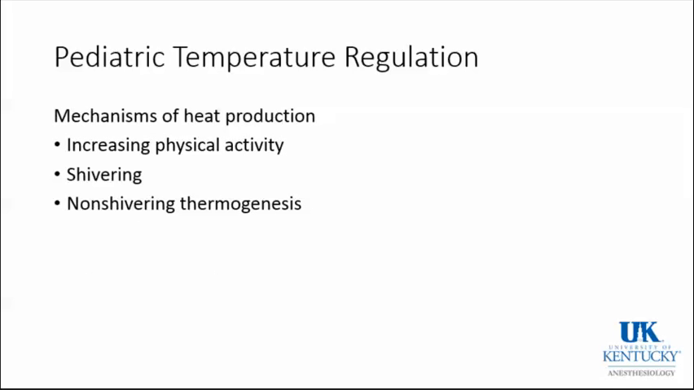What do we do to maintain temperature when we get cold? You and me will increase physical activity and hence increase the heat production, keep ourselves warmer. But children, if they're over 5 months of age, and even adults, we can shiver, which increases the oxygen consumption, but also produces heat. Less than 5 or 6 months of age, children don't shiver. So they do what's called non-shivering thermogenesis.